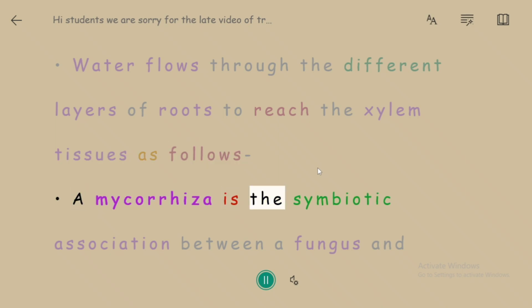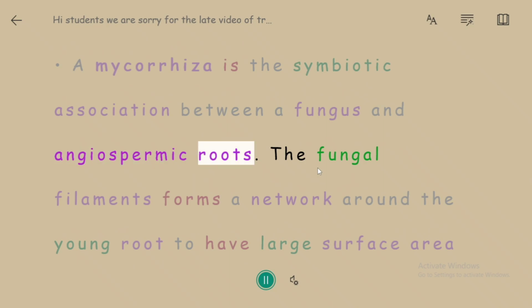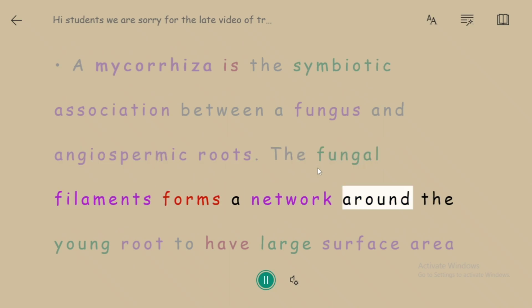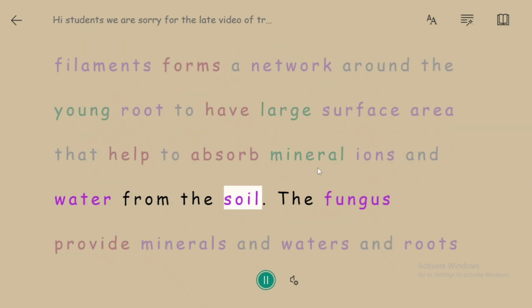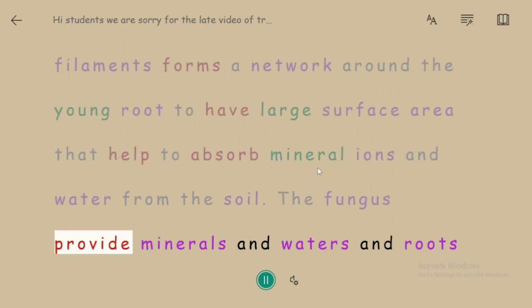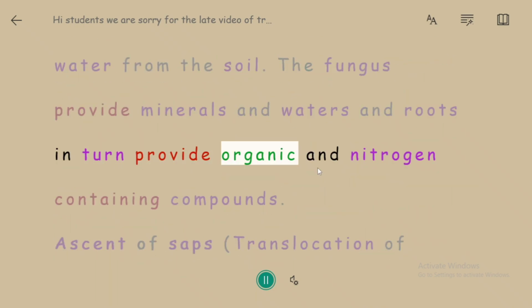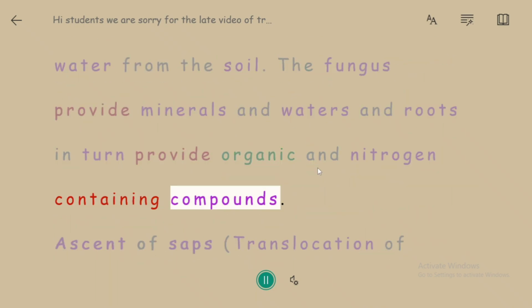A mycorrhiza is the symbiotic association between a fungus and angiospermic roots. The fungal filaments form a network around the young root, giving a large surface area that helps to absorb mineral ions and water from the soil. The fungus provides minerals and water, and the roots in turn provide organic and nitrogen-containing compounds.